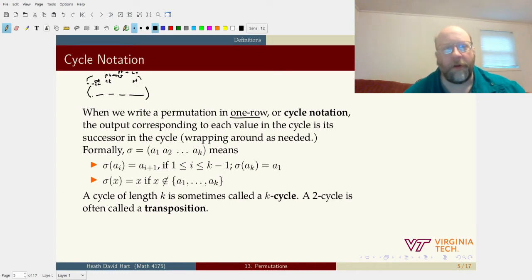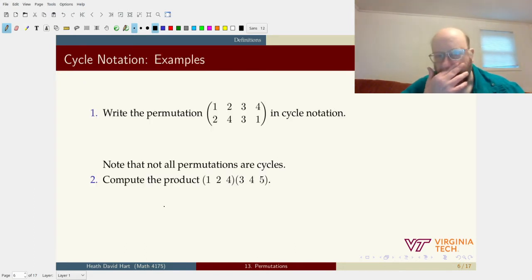So a cycle of length k is sometimes called a k cycle, and a 2 cycle is just called a transposition. It just takes 2 objects and switches them. So let's do an example of cycle notation here. We want to write this permutation using cycle notation.